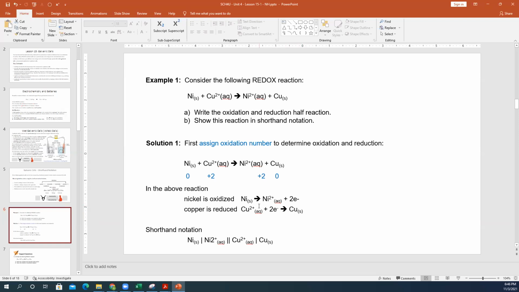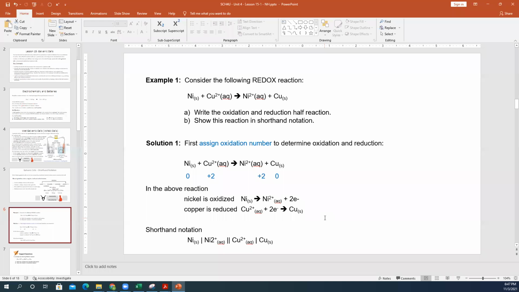So now we've written out the oxidation half reaction, we've written out the reduction half reaction. They are balanced. We have the same number of nickel on this side and that side. We have the same charge that's balanced. On this side, it's an overall charge of 0. Excuse me, on this side, we have an overall charge of 0 as well.